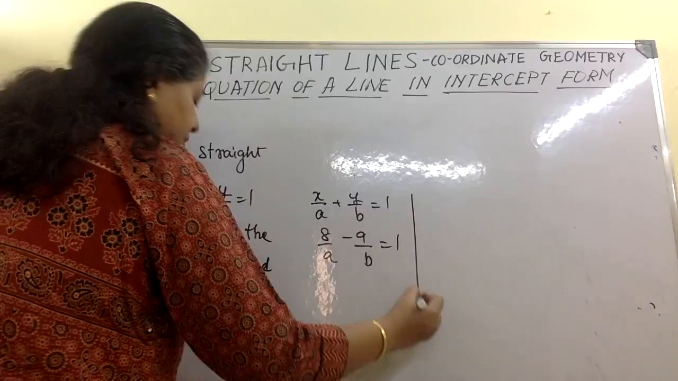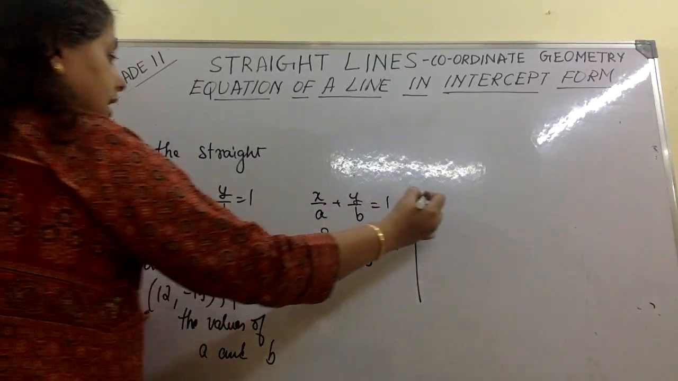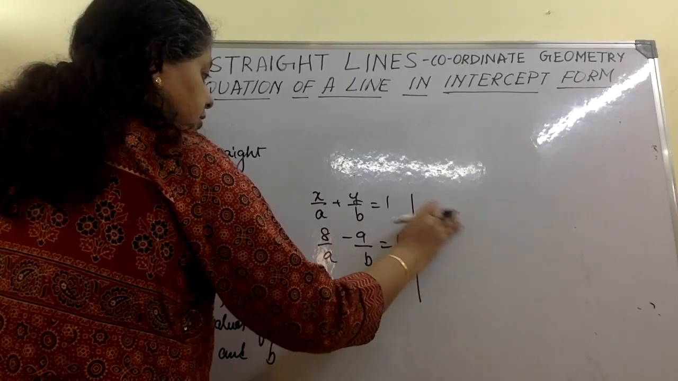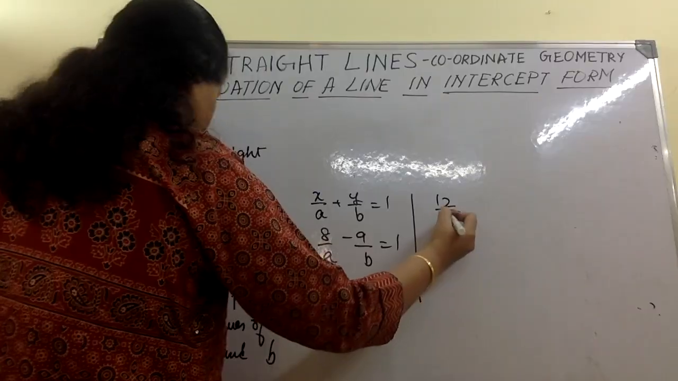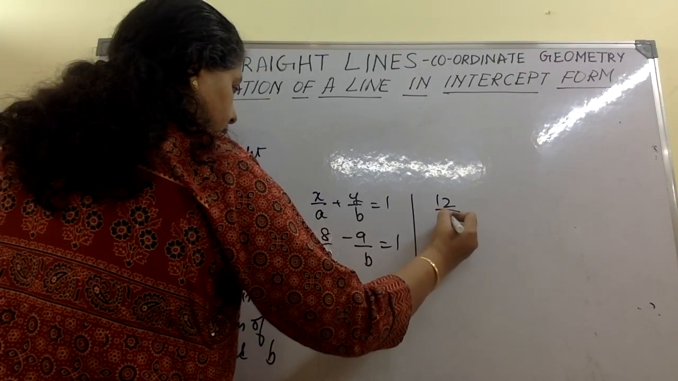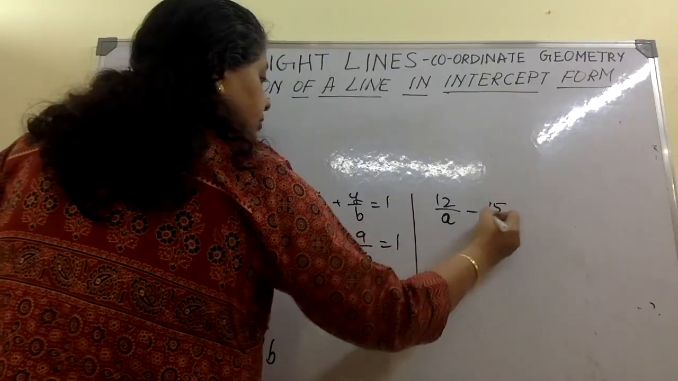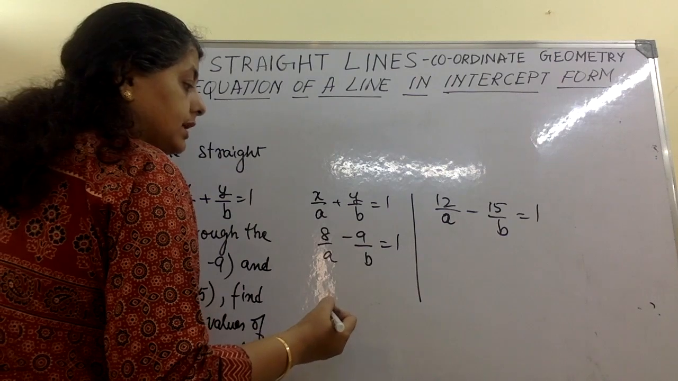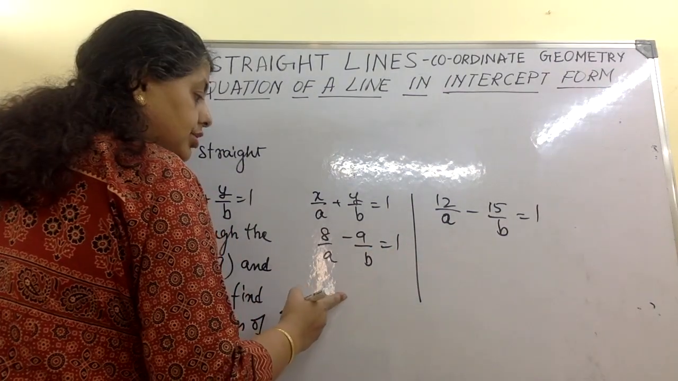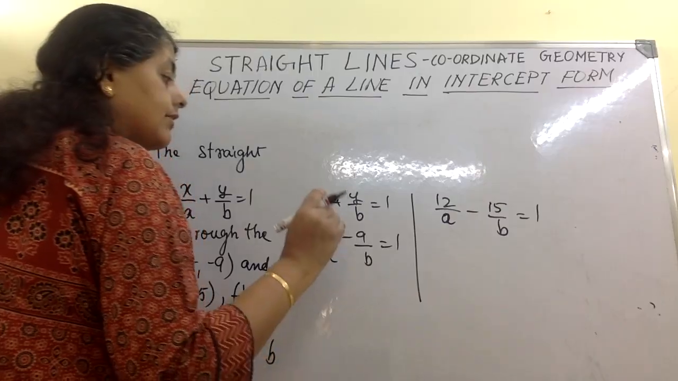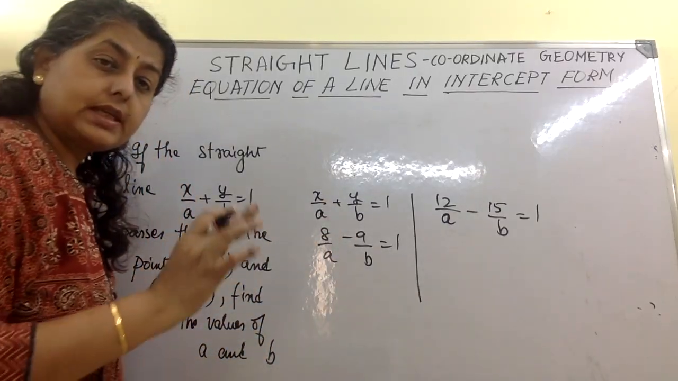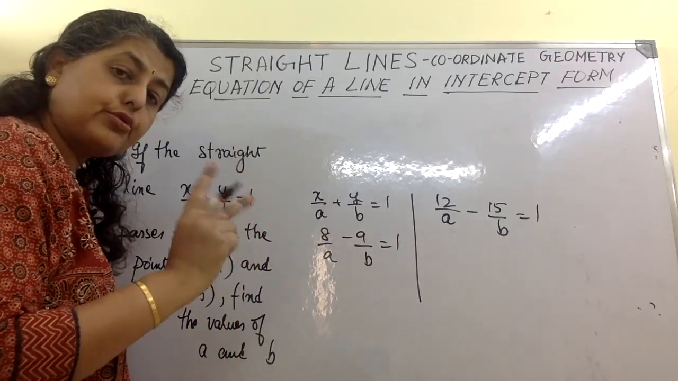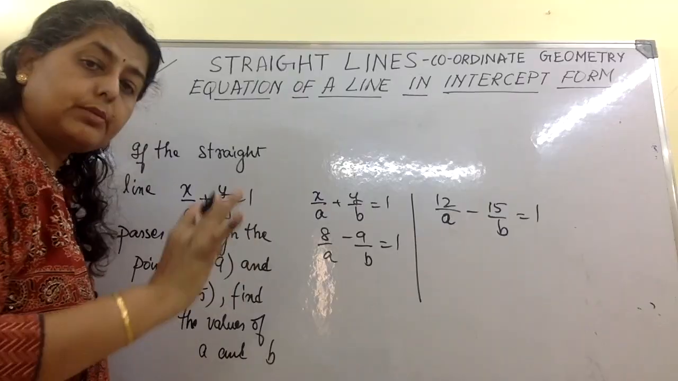Okay, so this is one equation. My next equation is for this other point. So the next equation is 12 by a minus 15 by b is equal to 1. Okay, 12 by a minus 15 by b is equal to 1 is the next equation. Now I want to get the values of a and b. Now let me tell you something. If you want the values of two variables, if you have two equations, that is enough. So we will be able to find it.